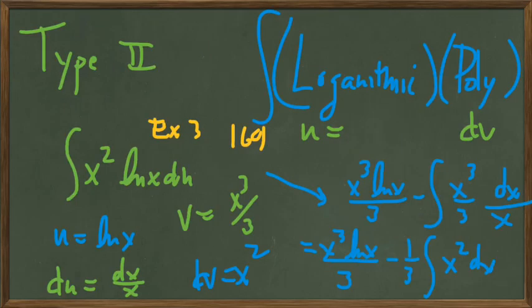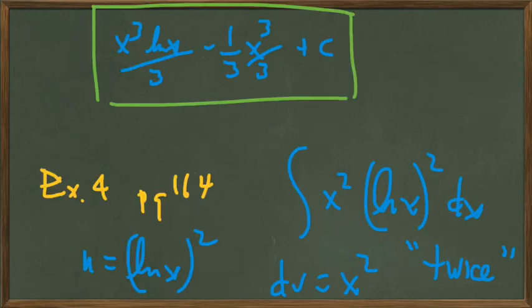Type 2, we have a logarithmic function times a polynomial function. This time, u is the logarithmic function and dv is the polynomial function. And they are about the same level of difficulty as type 1. And we may have to do it more than once if the logarithmic function is to a higher power, such as it is in this example.